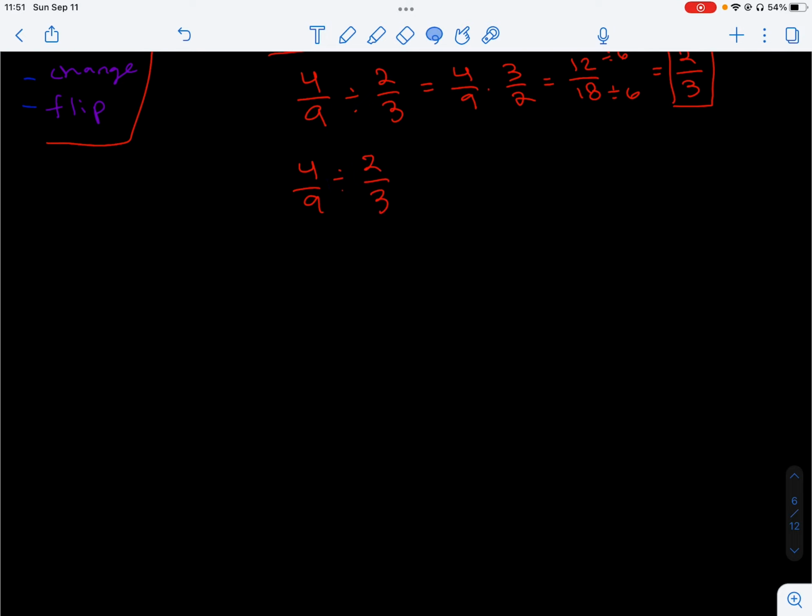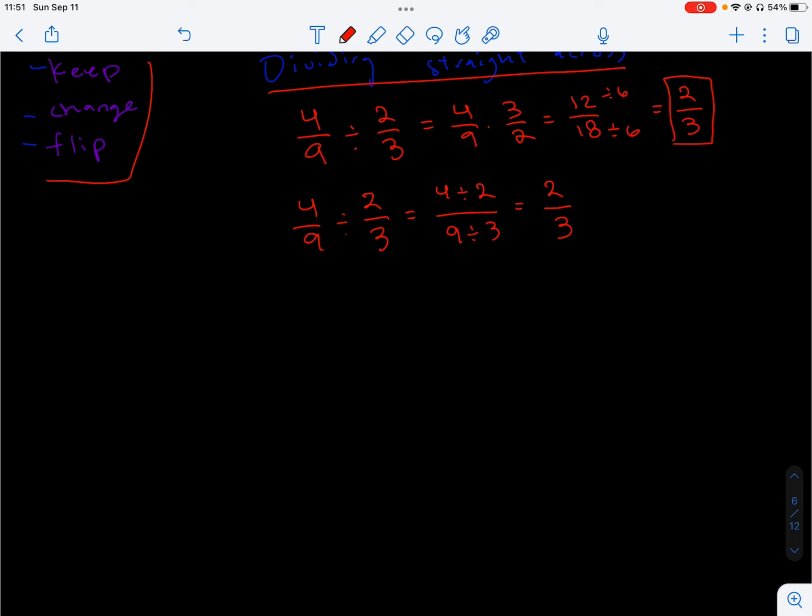If I were to take 4/9 divided by 2/3, just like multiplying straight across as we did a second ago to get 4 times 3 equals 12 and 9 times 2 is equal to 18, you can divide straight across as well. So top divided by top, bottom divided by bottom. Well, what does this equal? 4 divided by 2 is equal to 2, and 9 divided by 3 is equal to 3. And it's kind of nice about this particular example that we didn't even have to reduce, so it almost looks like we got to our answer a little bit more quickly.